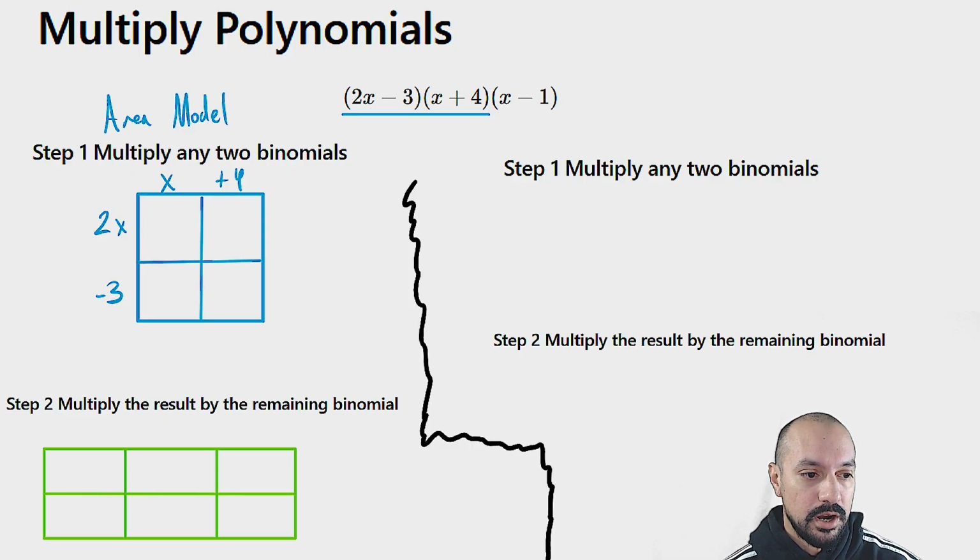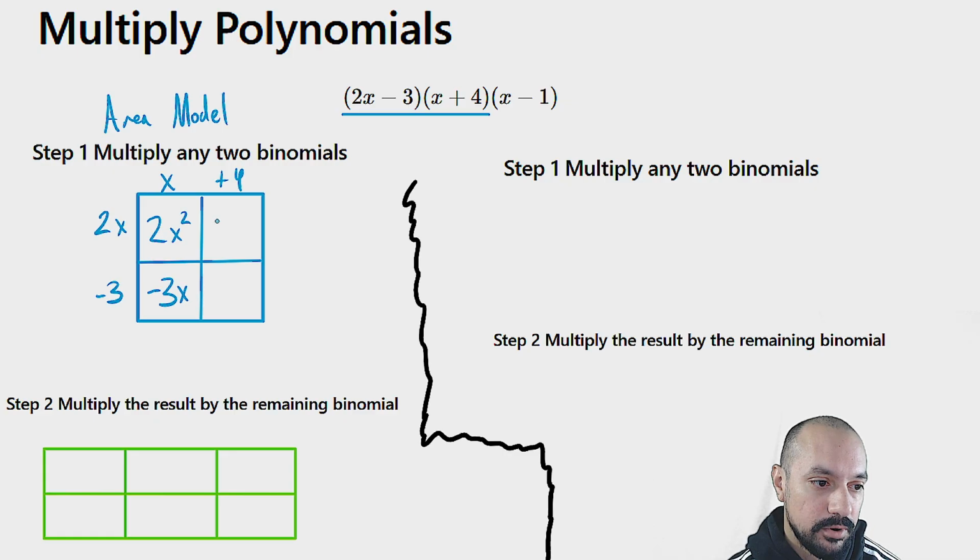All right, let's start on the top left corner. So I have 2x times x. That's going to give me 2x squared. Next box on the bottom, we have x times negative 3. Going to give me negative 3x. Then we're going to go across 2x times 4. That's going to give me 8x. And then the last box, 4 times negative 3. I get negative 12.